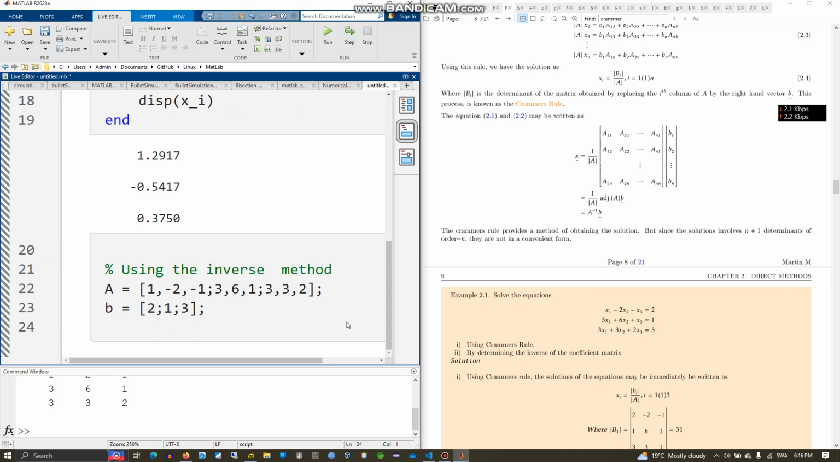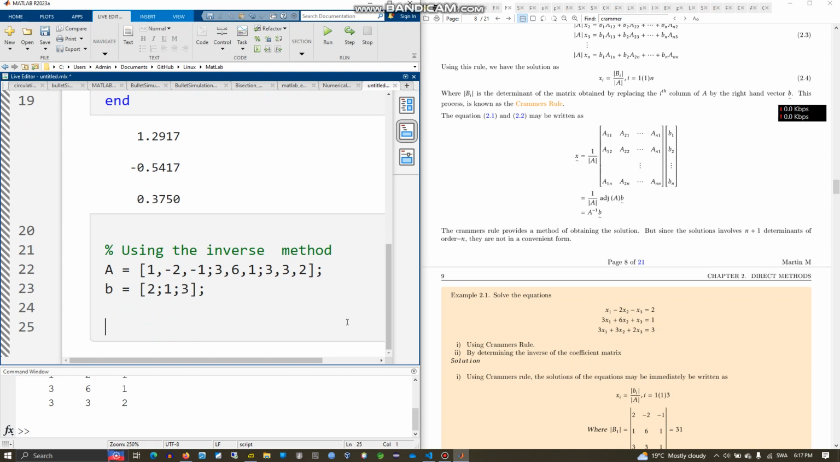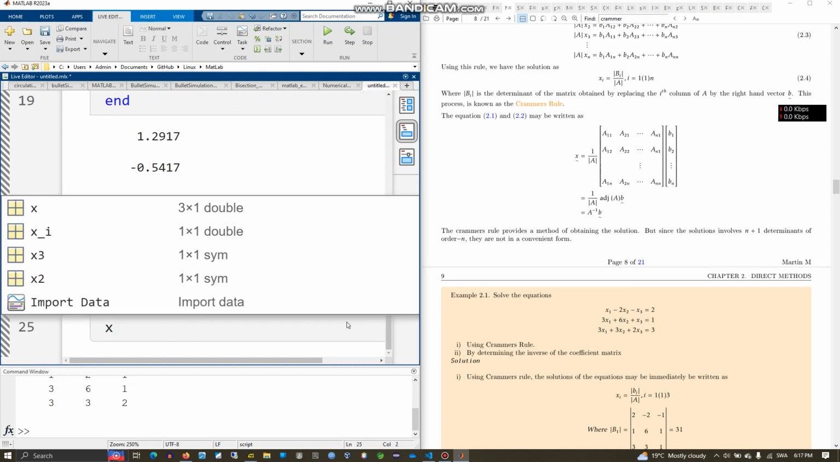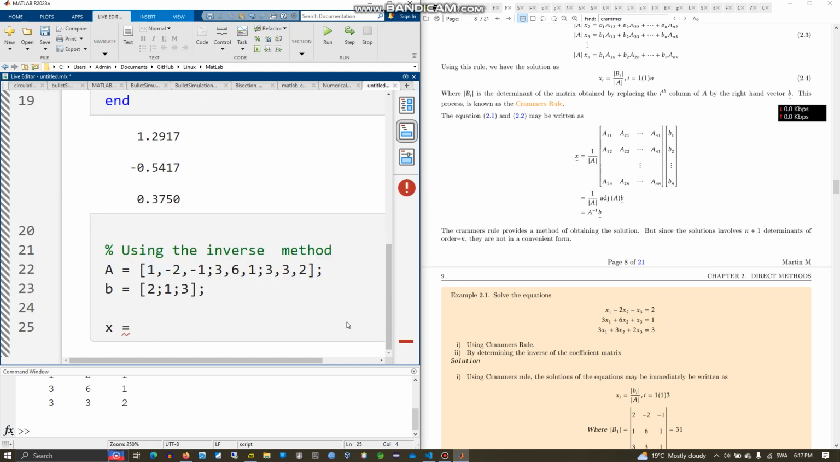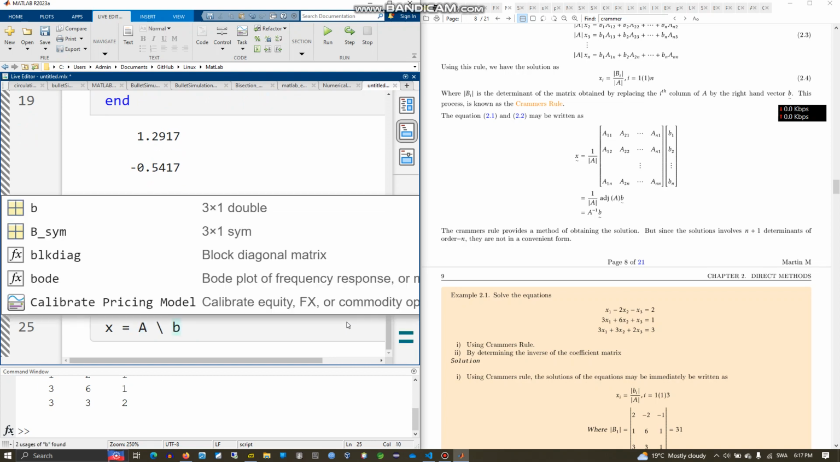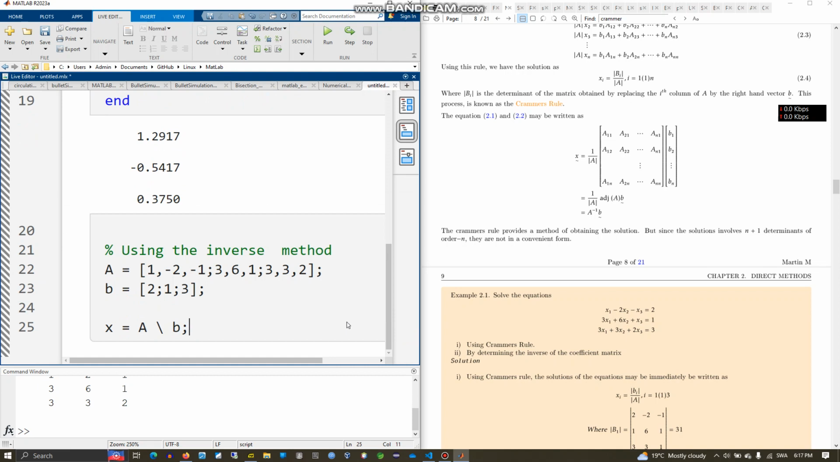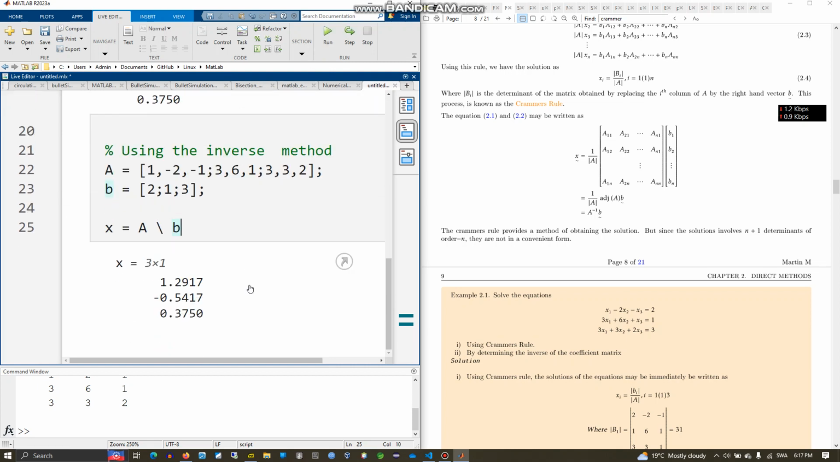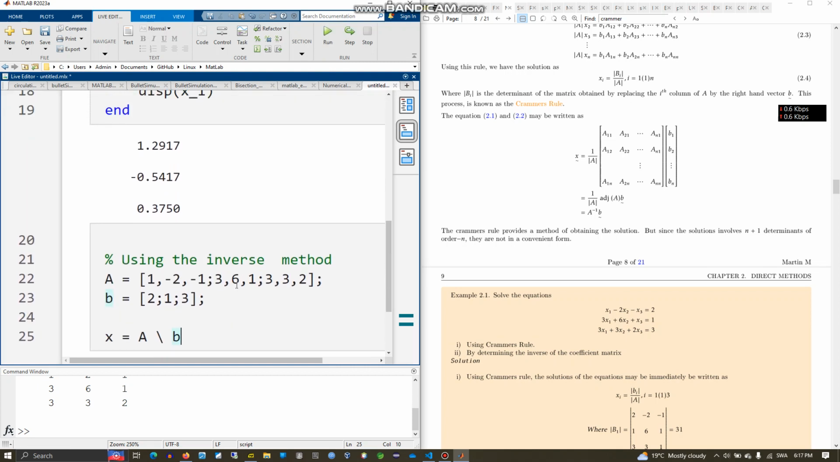Now, using the matrix decomposition, actually, that is solving the system of equations. There are many methods in MATLAB. One, you can say x is equal to A backslash B. This solves this in MATLAB. It just solves the system of equations. So when we run this, we're supposed to get our answers. Yeah, exactly, just as above.